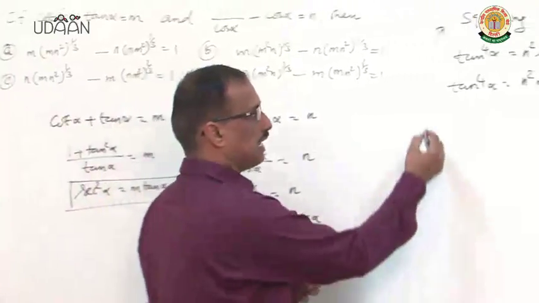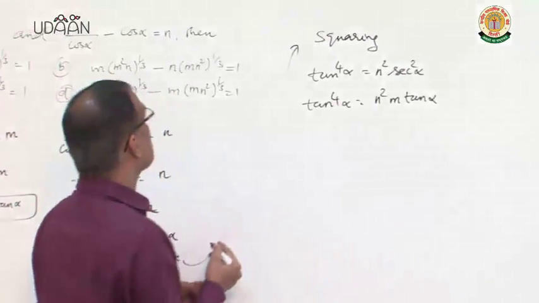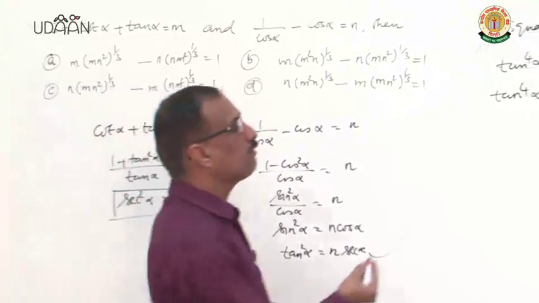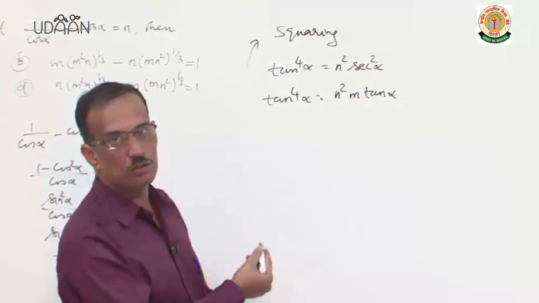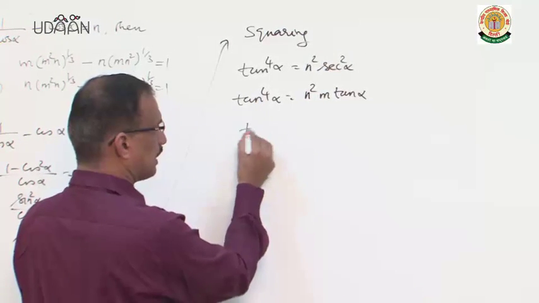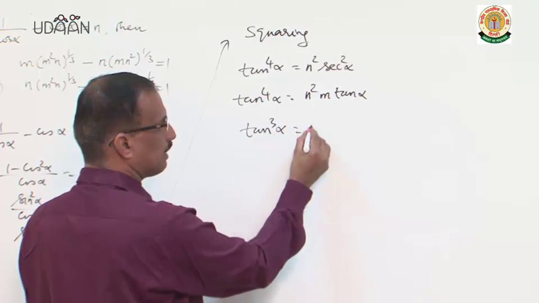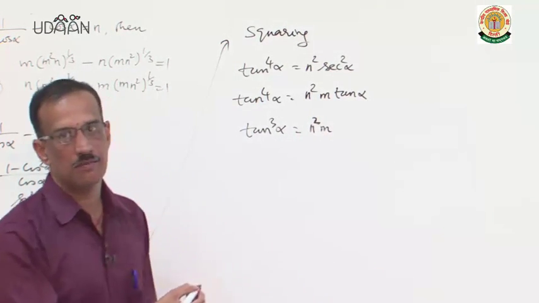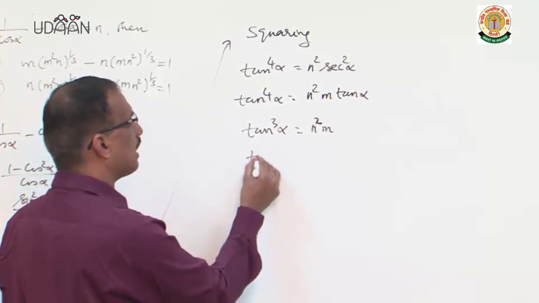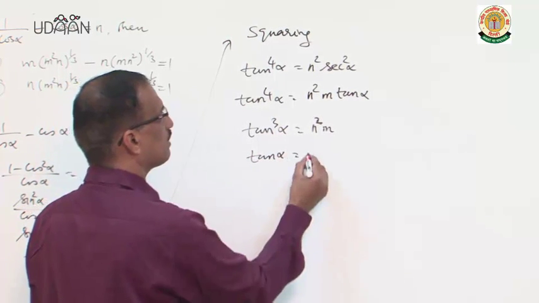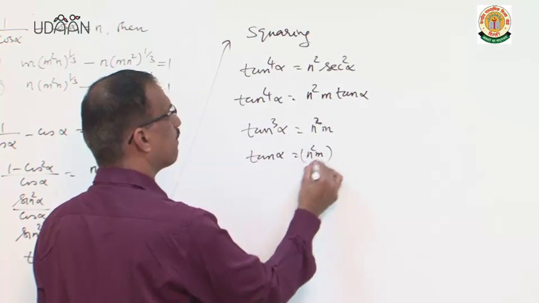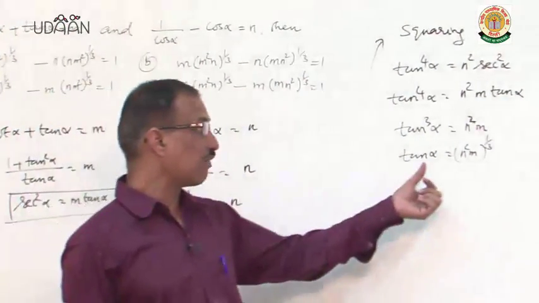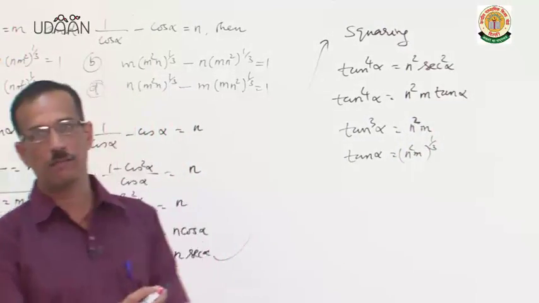So, from this tan alpha you can cancel it, as alpha is not equal to 0 and not equal to pi. So, therefore, tan cube alpha equals n squared m, we get. So, from this tan alpha equals n squared m power 1 by 3. So, we get tan alpha equal to n squared m power 1 by 3.